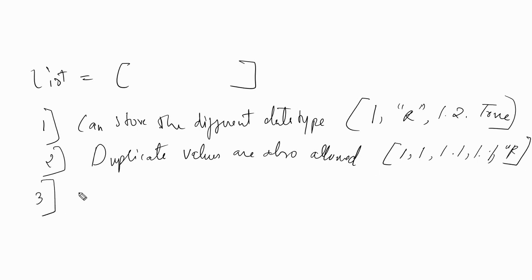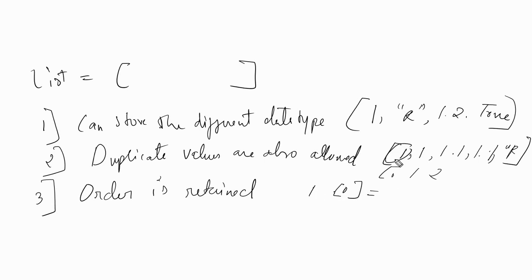And the third property is order is retained. What is order is retained? Here if you call any of the index, this index value is 0 and this is 1, anyways the index starts from 0. Okay, if we call list of 0, then we will get the value of this. So by this we can say order can be retained.